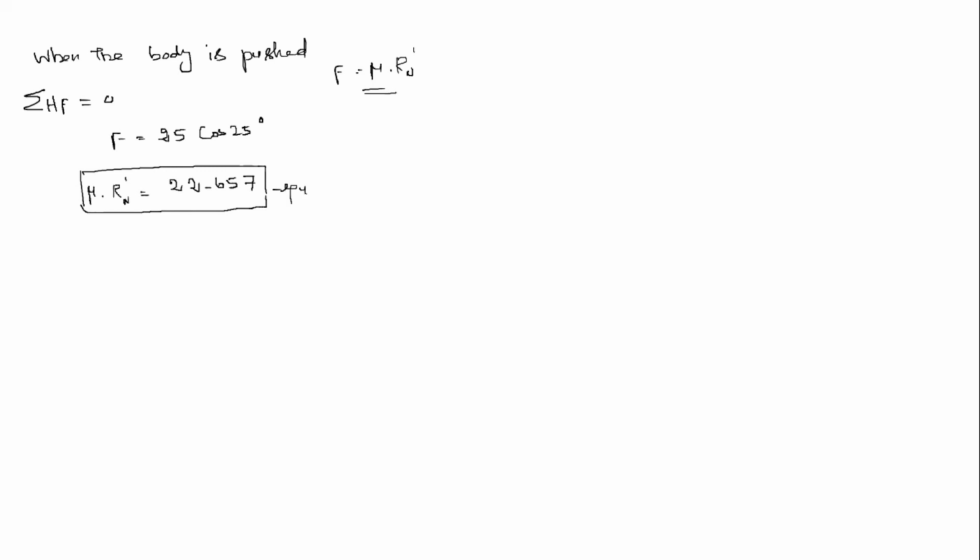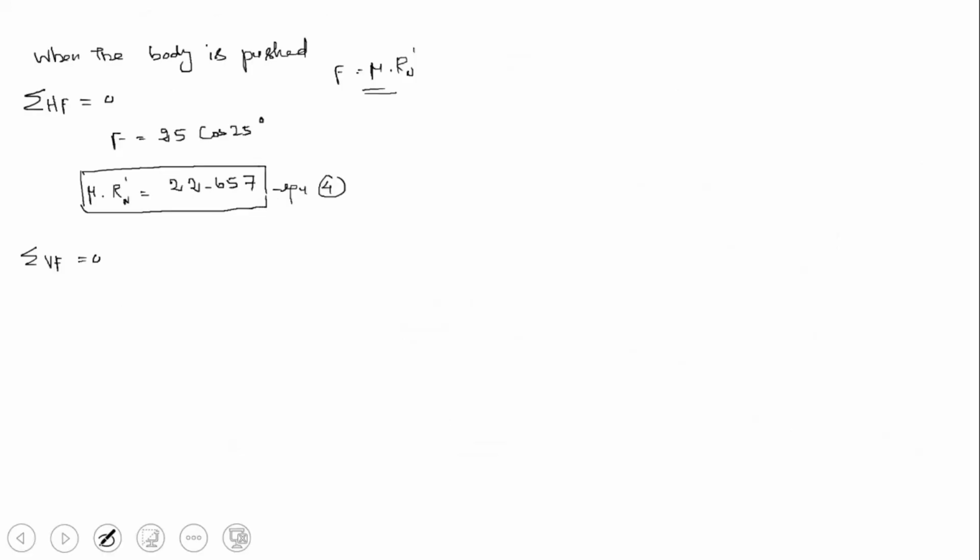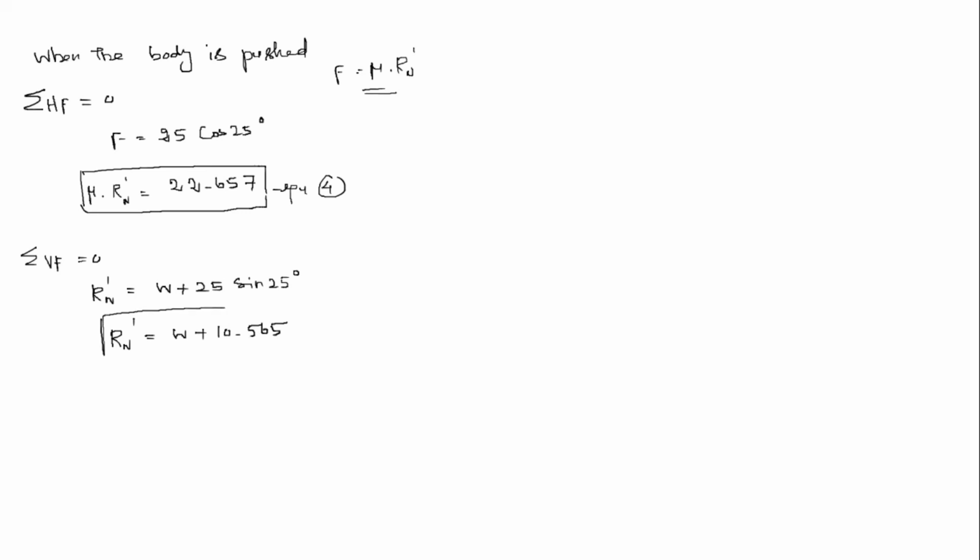This is equation 4. Now, sum of vertical forces is equal to 0. Rn dash is equal to W and 25 sin 25, both in the same direction. So, Rn dash is equal to W plus 25 sin 25 degree, which is W plus 10.565. This is equation 5.